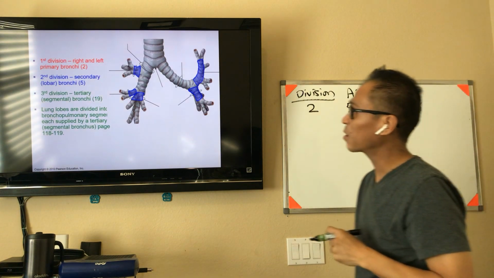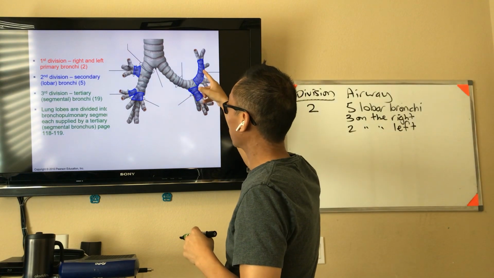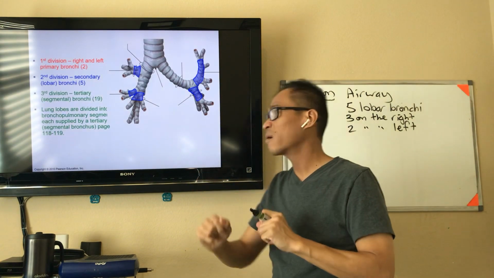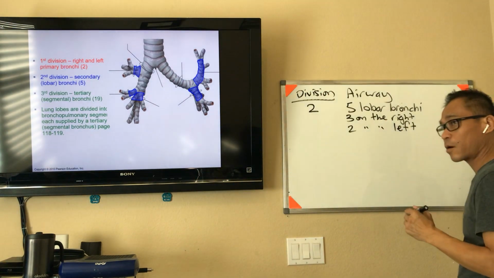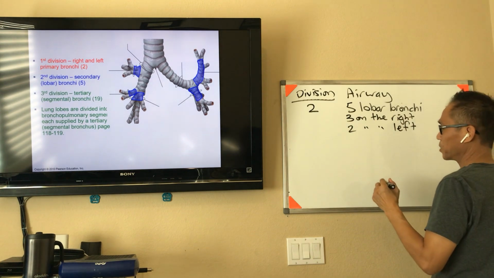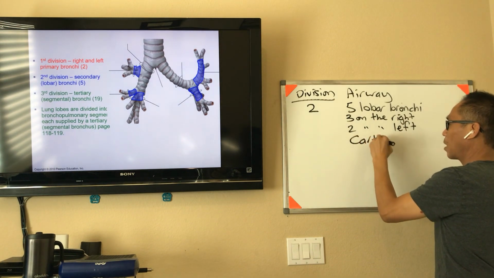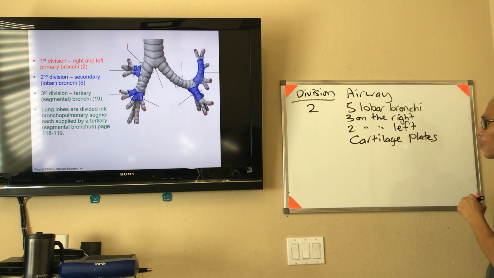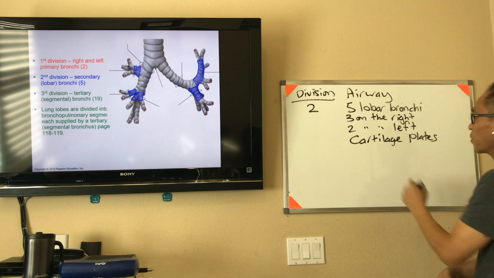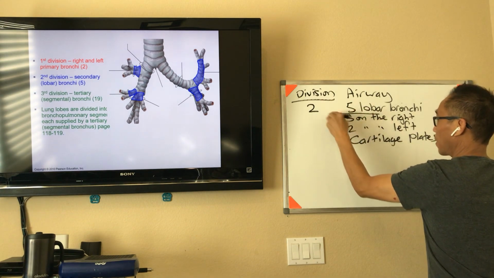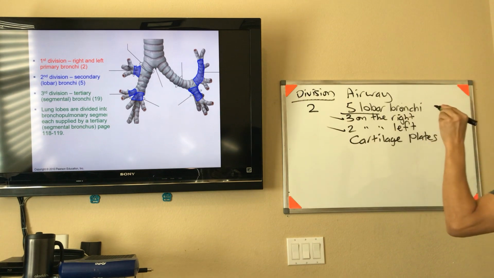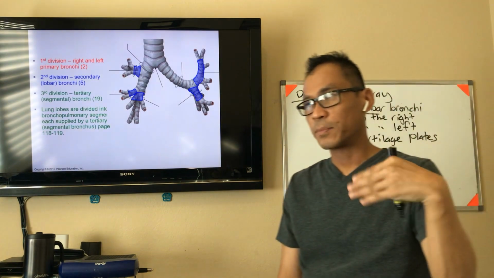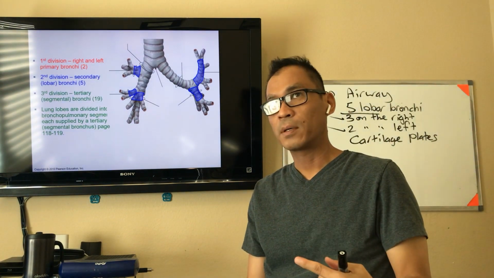Notice how by the time you get to here, the cartilage rings are starting to become cartilage plates, not so much a full C-shaped ring. You still have lots of cartilage, but you're starting to decrease it. So again, you got 5 total, 3 on the right, 2 on the left. And each of these 5 airways is supplying fresh air to a lobe of the lung.